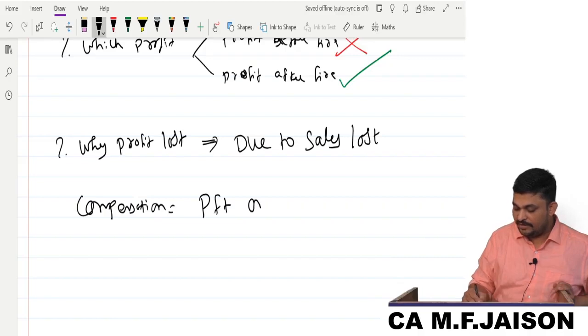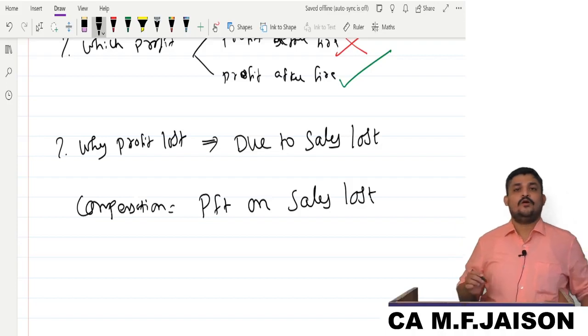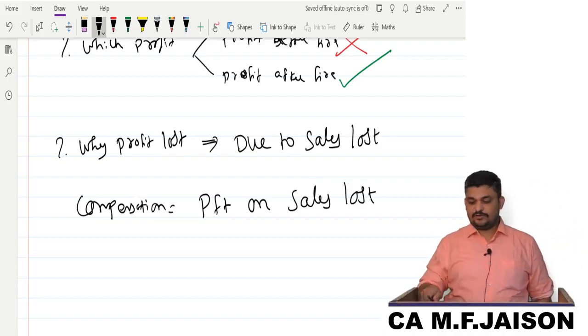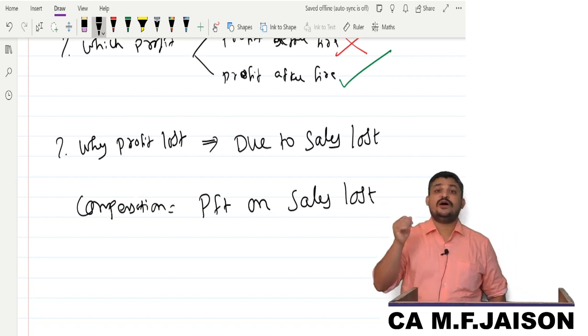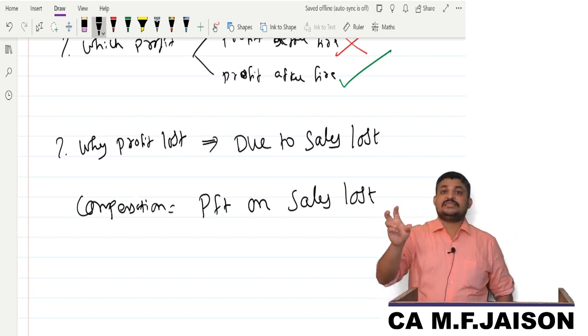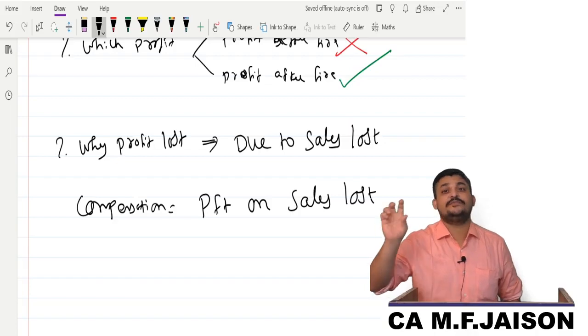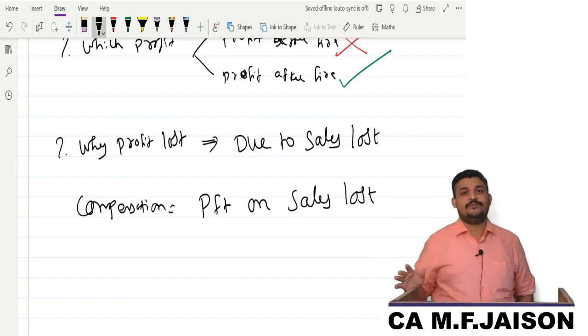Profit on sales lost. Okay. Profit on sales lost. So first you should compute how much sales you have lost due to the fire. For that sales, what is the profit expected to be earned? That is what the compensation is. Correct?